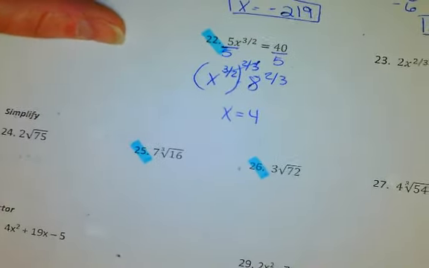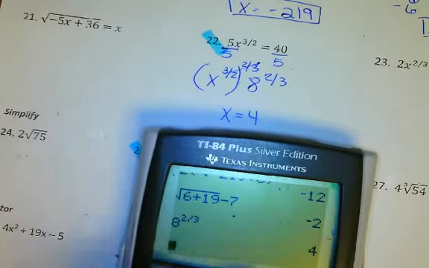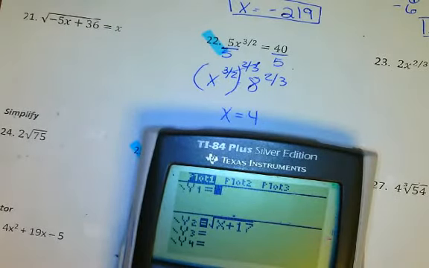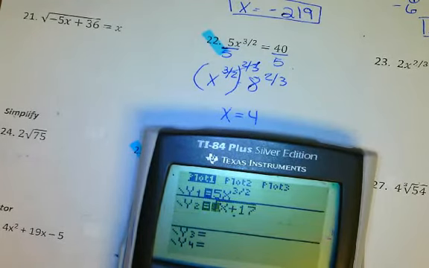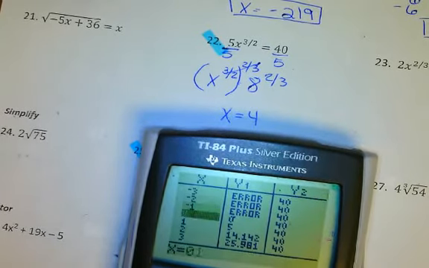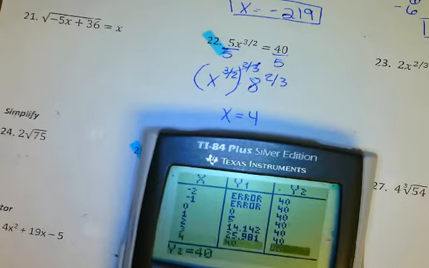And again, I could even check this one. I mean, you can really check every single one. So let's say I just go to this y equals for this one. So 5x to the power of 3 divided by 2. And down here I'll put 40. Now we got 4, so I'm going to go check 4. And there it is. It matches.